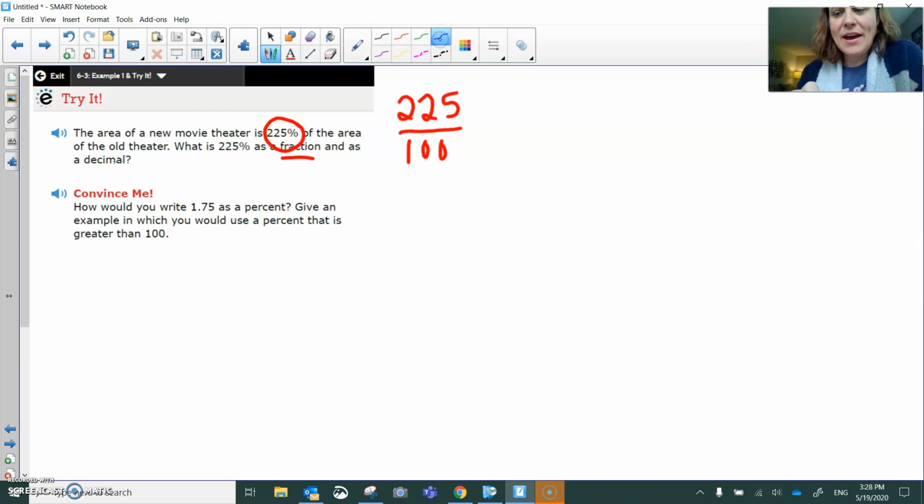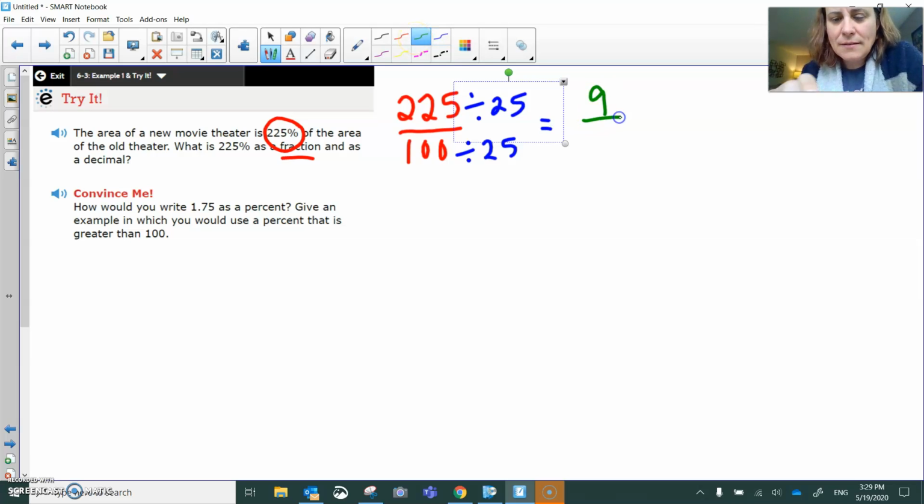100 and 225 both have a factor of 25 in common. So if I divide 100 by 25, and if I divide 225 by 25, 225 divided by 25 is 9. And 100 divided by 25 is 4. So 9/4 is the fraction. If the old theater's whole self was 4 parts, then this new theater's whole self is 9 parts. So it's more than doubled in size.